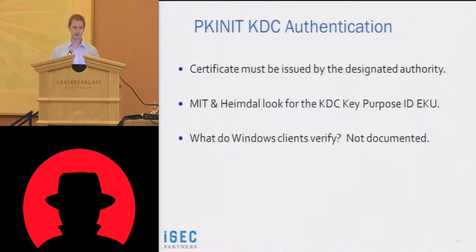Now Windows was actually, the public key Kerberos implementation was done before the specification was finalized and before the EKU is set up. So if you look at the certificates issued to Windows domain controllers, they typically don't have that EKU. So that raises the question, then how are Windows clients verifying this? And for a long time, there was no documentation, there was no indication of what that algorithm was.